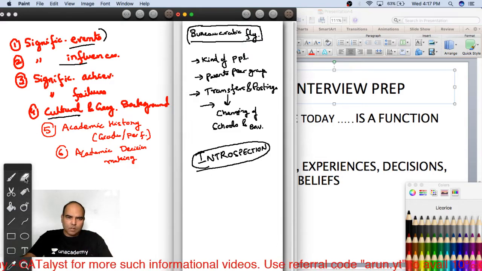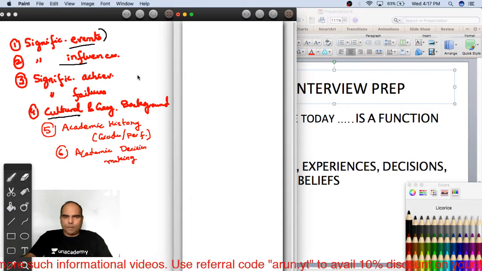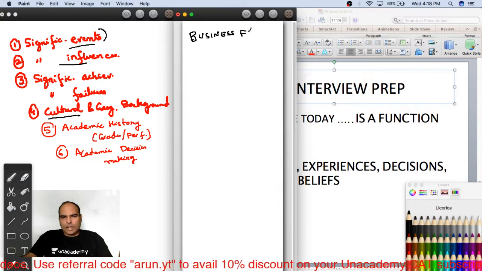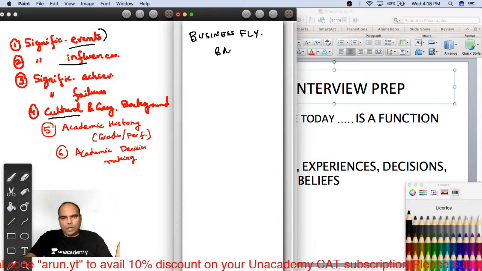A business family, for example, a person coming from a business background or a business family background, on the other hand, has its own sets of challenges and learnings.